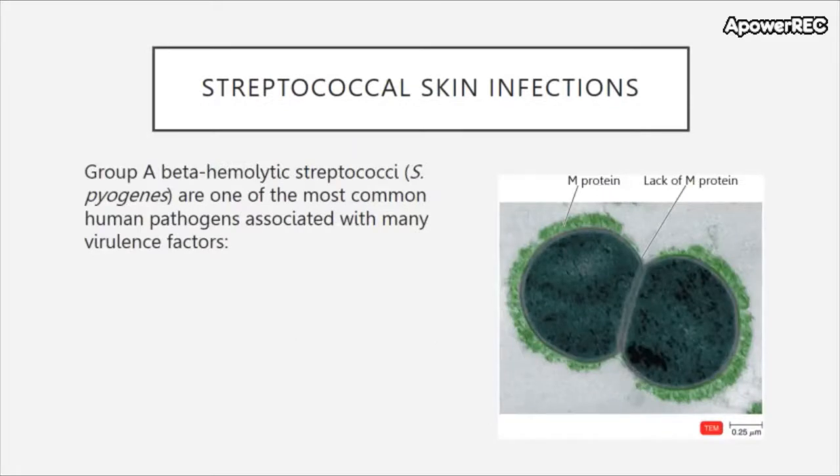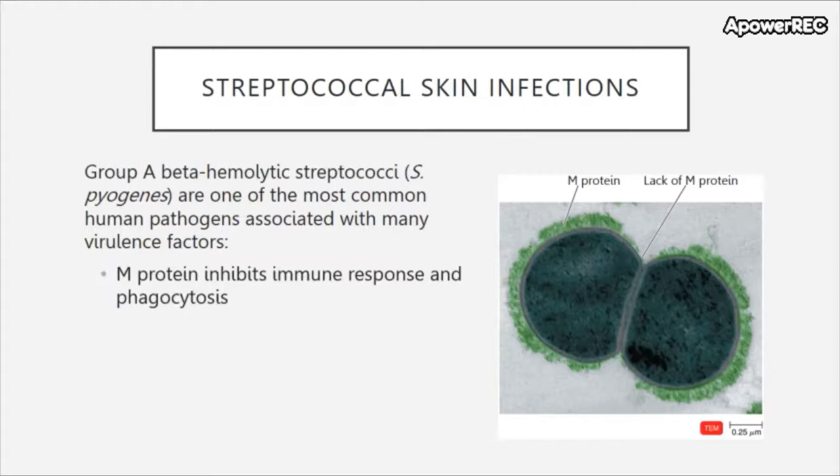Group A beta hemolytic streptococci, such as S. pyogenes, are one of the most common human pathogens associated with many virulence factors. One such factor is the M protein, which inhibits an immune response and therefore phagocytosis. If you look to the image on the right, you will see that the M protein is expressed on the outer surface of the cell wall of the bacterium.